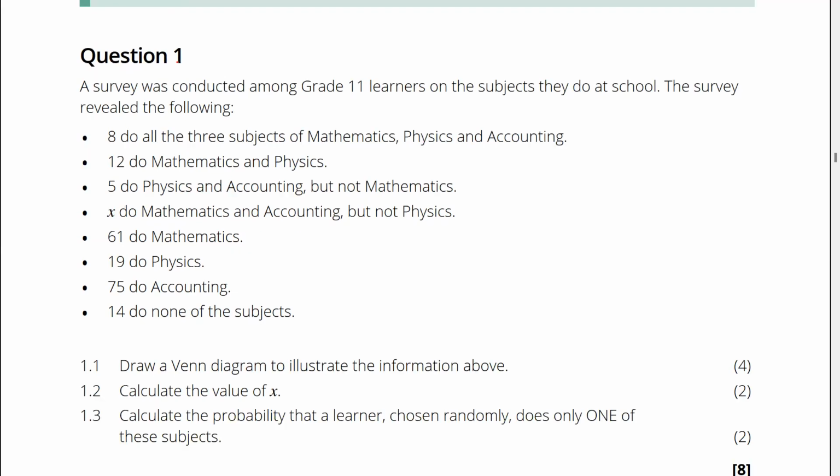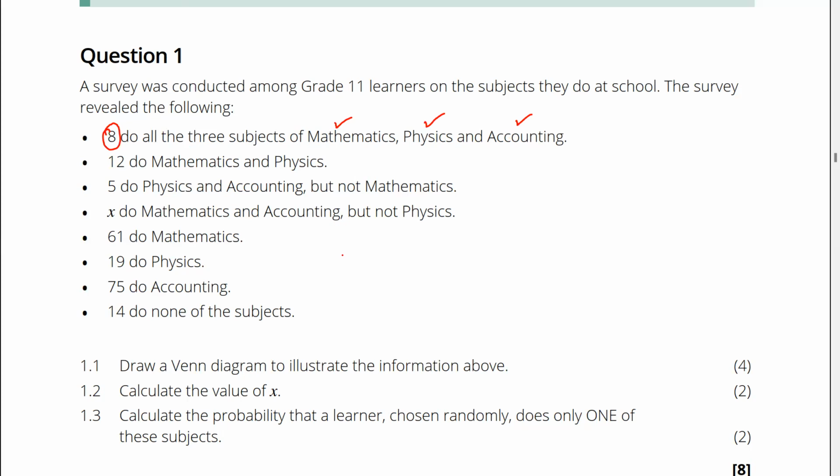We are beginning with question one. So question one focuses on a survey. A survey was conducted among grade 11 learners on the subjects they do at school. So they do a couple of subjects at school. The survey revealed the following. They do all three subjects. So we have 8 learners who do all the 3 subjects of mathematics, physics, and accounting.